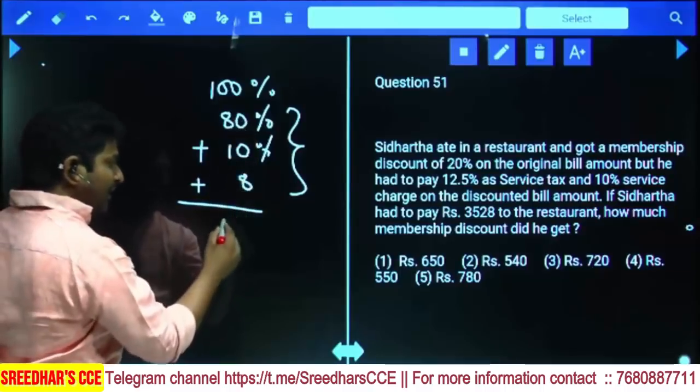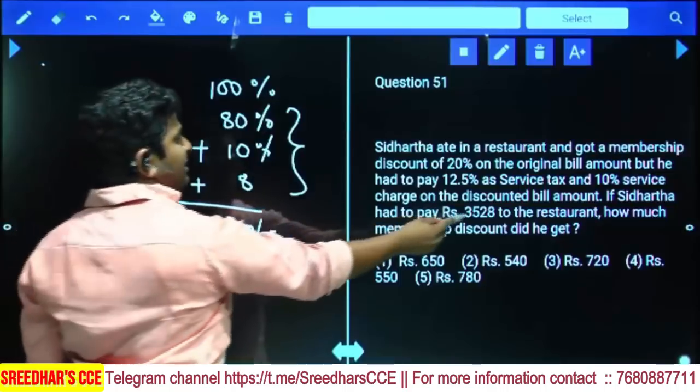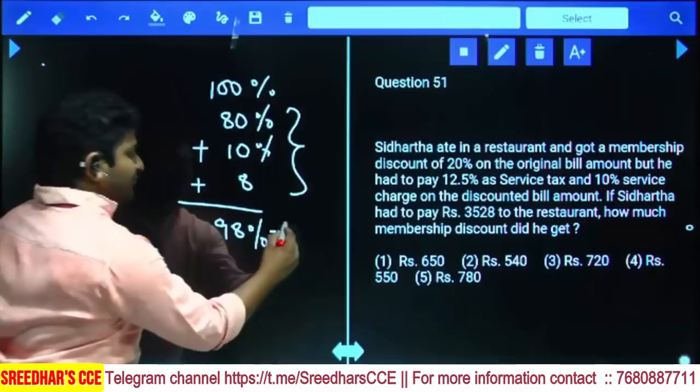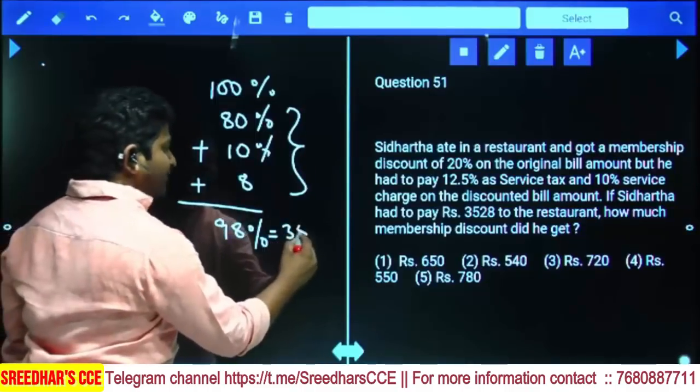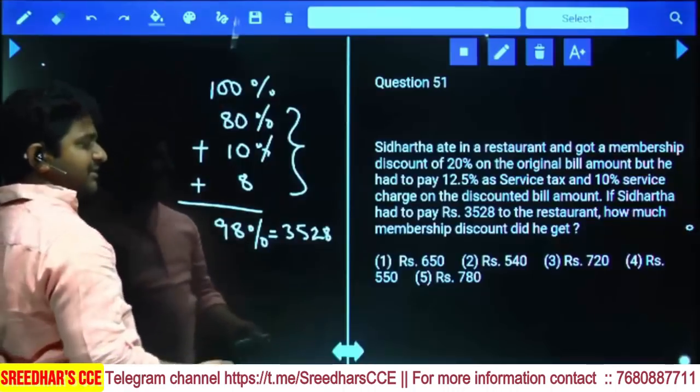So we have to pay now 98%. And this value is given as 3528. If this is equal to 3528, now your question is to identify how much is 20%.